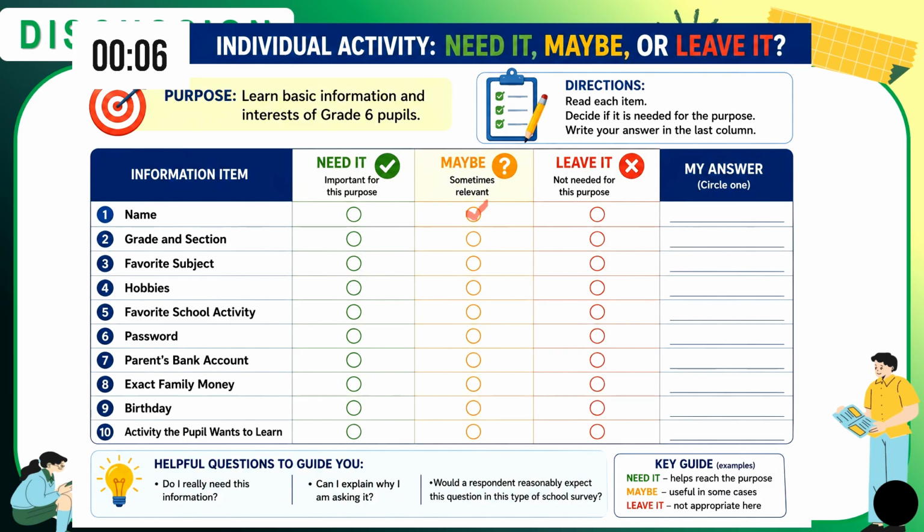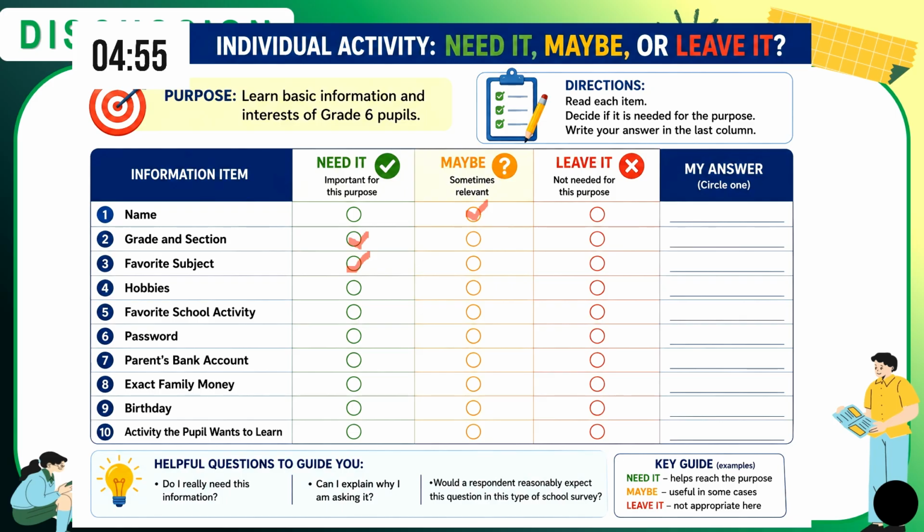So maybe. Okay, number 2, grade and section, sorry. It is need it. Why? This is useful basic school information. It helps identify which grade 6 class or section the responses came from. Okay, number 3, favorite subject, need it. Why need it? This tells us about pupils' academic interest and directly supports the purpose of getting to know the pupils.